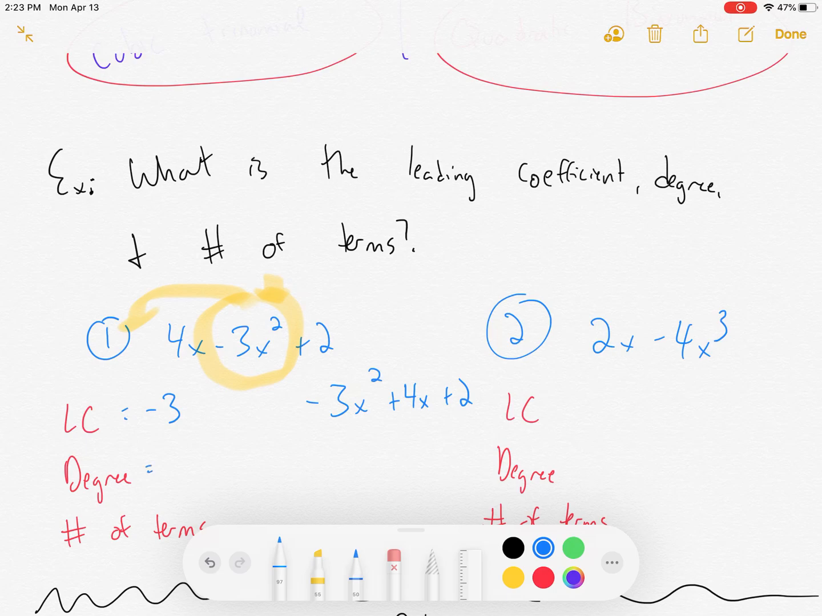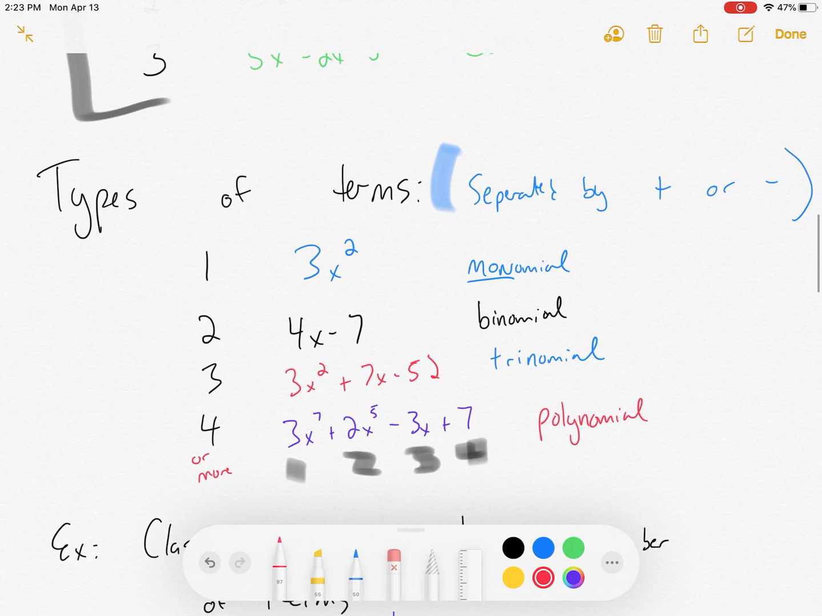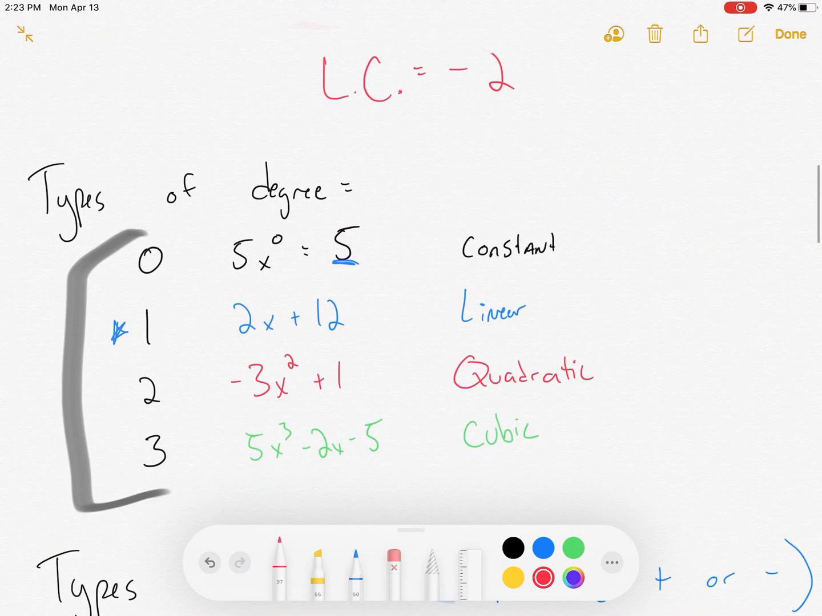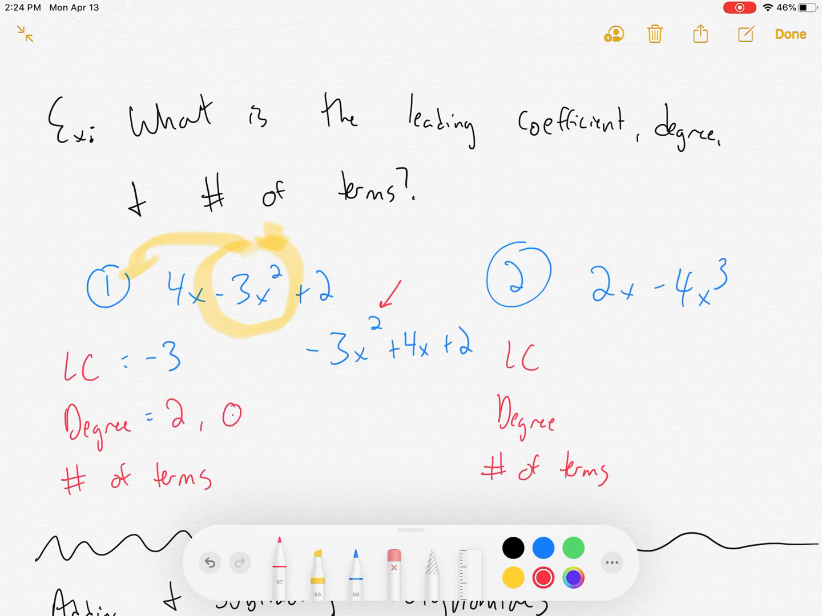What's your degree? So in other words, what's your highest exponent? Your highest exponent is right there. That means your degree is 2. Degree is 2. That makes it a quadratic.